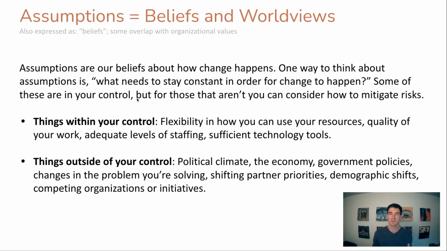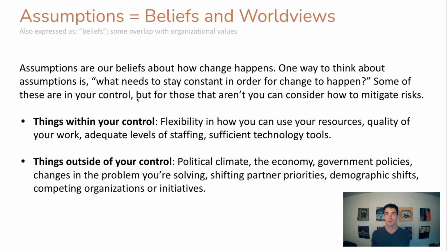So there are things like the political climate, the economy, government policies, changes in the nature of the problem in general, partner priorities, demographic shifts, other organizations that are competing with you, all of these external things that might influence how you actually are able to make change happen. And we're often assuming that these things are staying rather constant so that the work that we do continues to be viable in the future. You don't have to list every potential other thing that you need to stay constant, but maybe think about what are some of the really big shifts that we could honestly see happening that could be really threatening to our ability to make change?